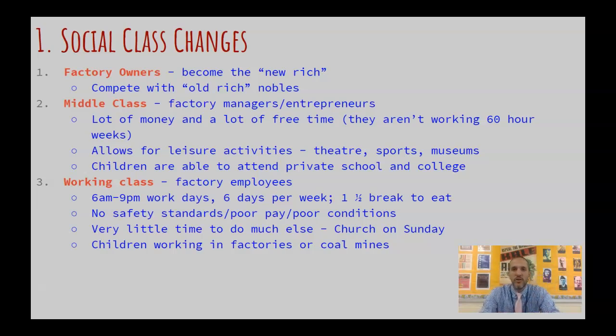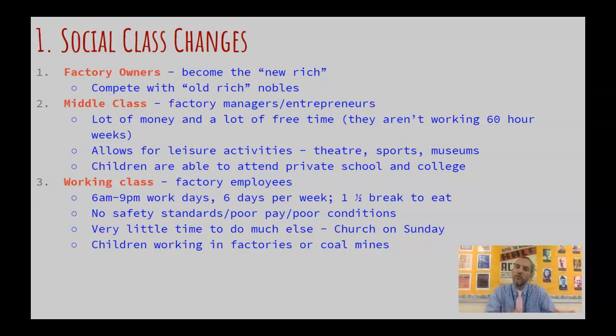First major change. We're going to see a huge reshifting and restructuring of social classes in Europe that are industrialized. We have this whole new group of people, this new social class of factory owners, and they essentially become the new rich. And they are just going to get a ton of money. They invest in these factories early. They build more factories, and therefore they have a lot of money.